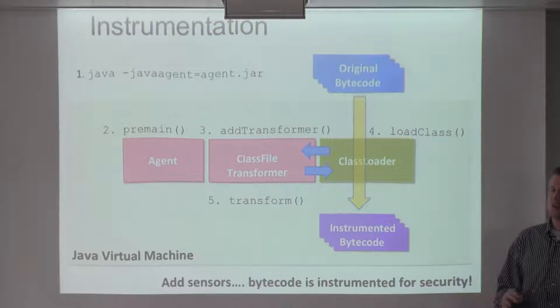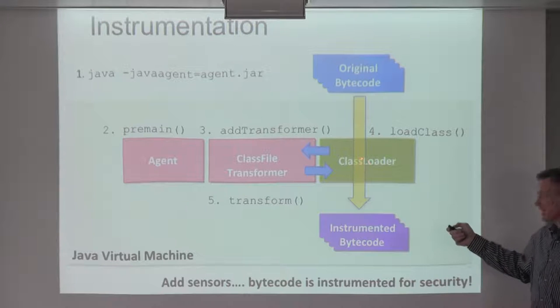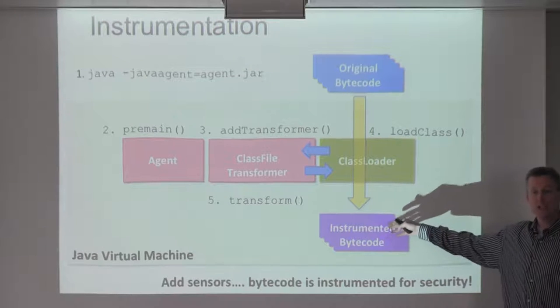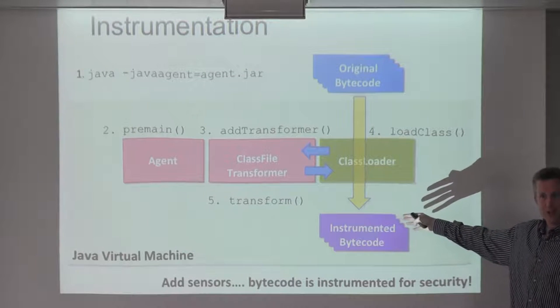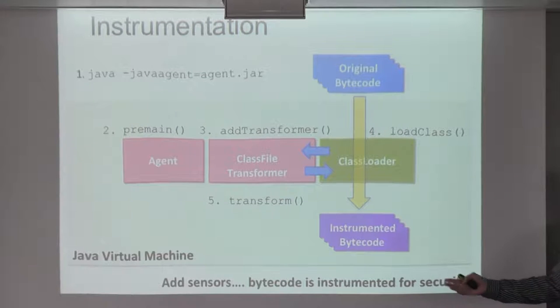It's not perfect. You can't do just any transformation you want. There's little restrictions. But you can change them up, and then you can push those bytes into the class loader, and then what gets loaded into the JVM is modified classes, instrumented for security now, okay? So this happens very quickly. When the JVM starts up, you can modify all the classes, you can instrument it.